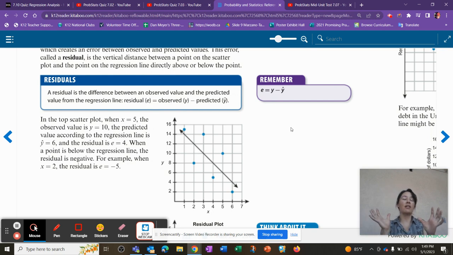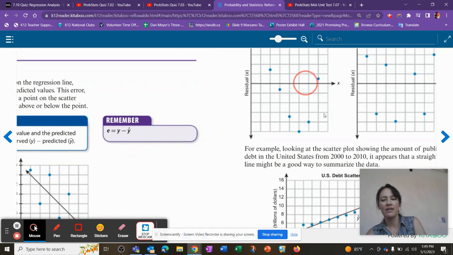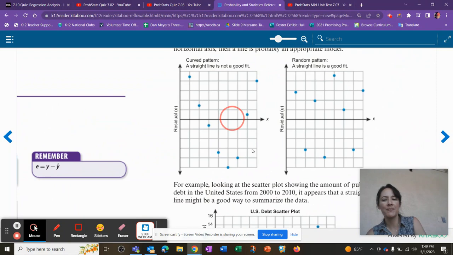So you find all of the residuals, all of the differences between the line and the data points, and then you plot that, which should be this next example. Let's go see. Curved pattern.